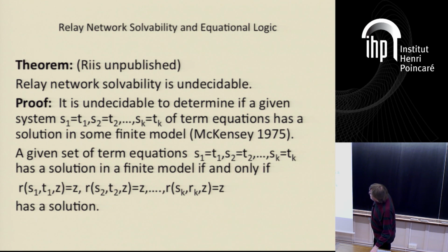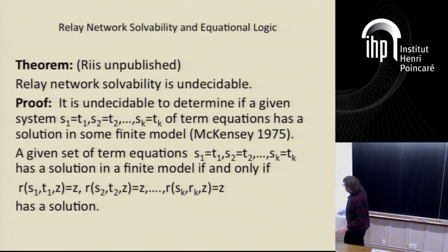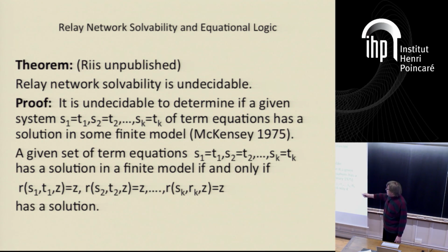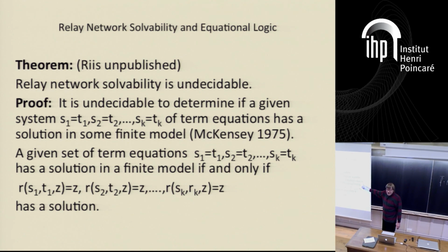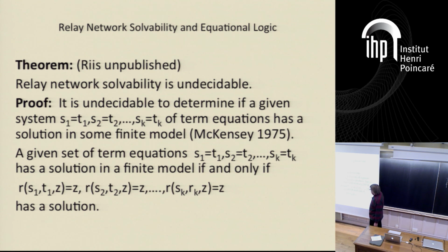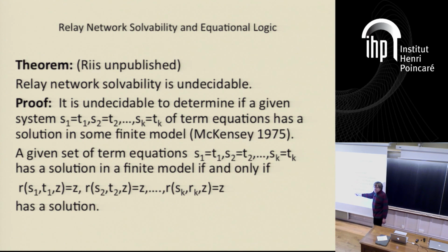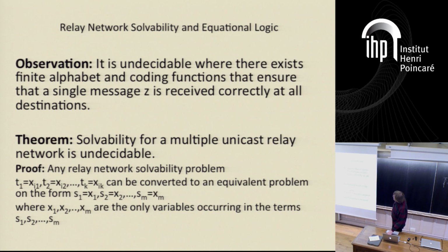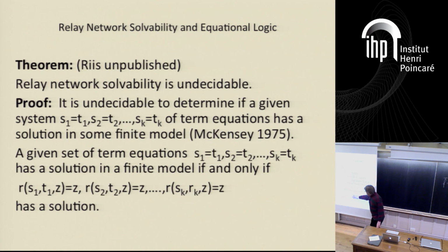So now, why is it undecidable? It's actually very simple to see, because it's undecidable in general to determine if a given system of term equations has a solution in some finite model. This is a standard undecidability problem. But now if we are given term equations here, then it has a solution in a finite model if and only if such a system has a solution. Very simple. And of course what you notice is that it's undecidable because we can arrange it so just one message is being received, namely Z.